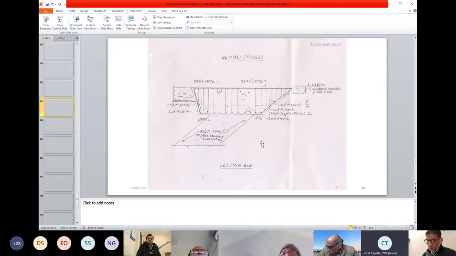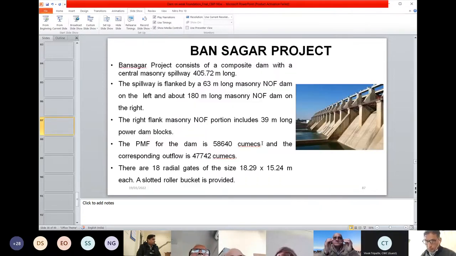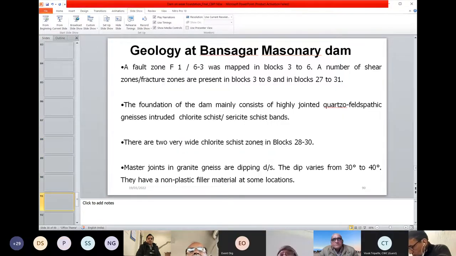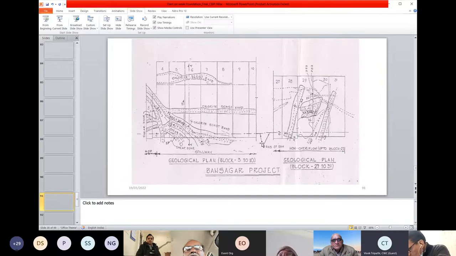So this type of measure was given, a raft was given here. And Bansagar project, in this project also, this type of formation was there. Weak zones and the chlorite schist band was there.